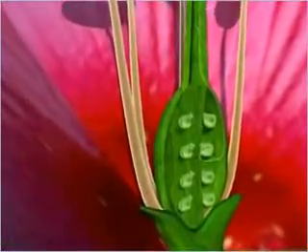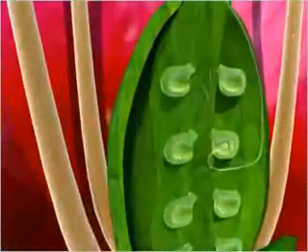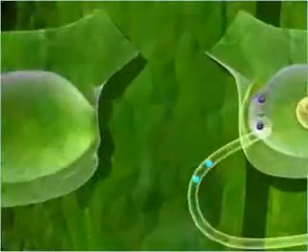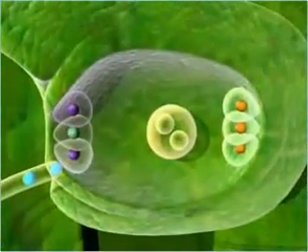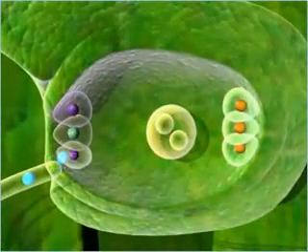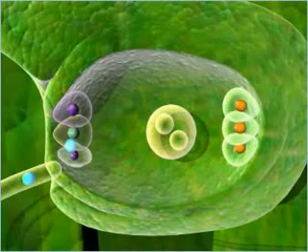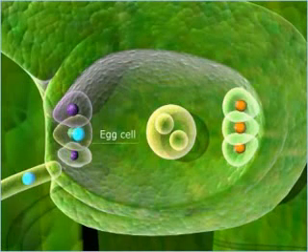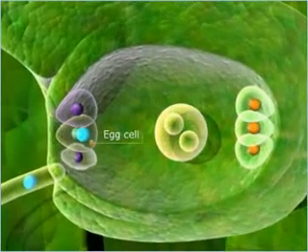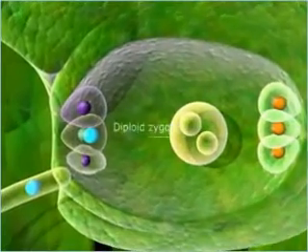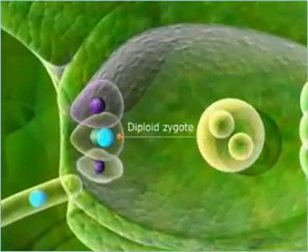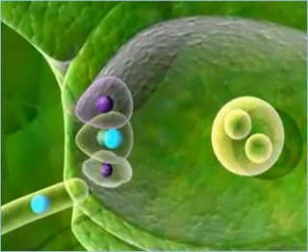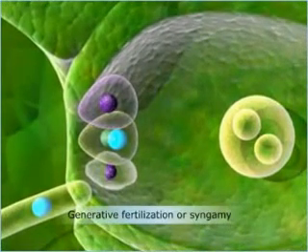After the pollen tube enters the ovule, it discharges the two sperms it carries into the synergids of the embryo sac. This causes the synergid cells to rupture, thus leading to the fusion of a sperm cell with an egg cell or an oosphere. Due to this fusion, a diploid zygote is formed, which gives rise to an embryo. This process is known as generative fertilization or syngamy.